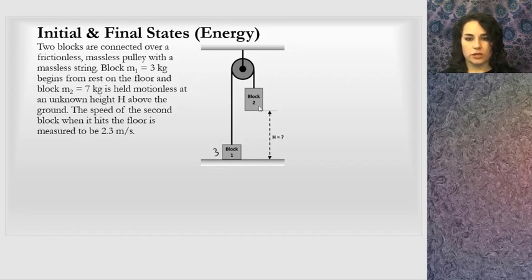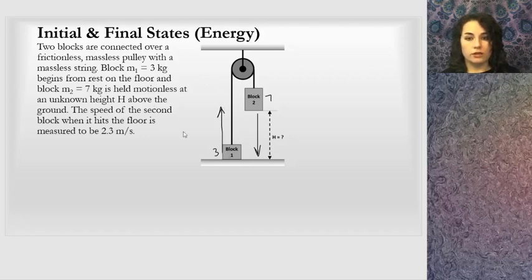So here's the 3 kilogram and the 7 kilogram, and it seems like the system will naturally want to rotate clockwise around that pulley. And so we're going to have some movement downward for the 7 kilogram block and some movement upward for the 3 kilogram block.